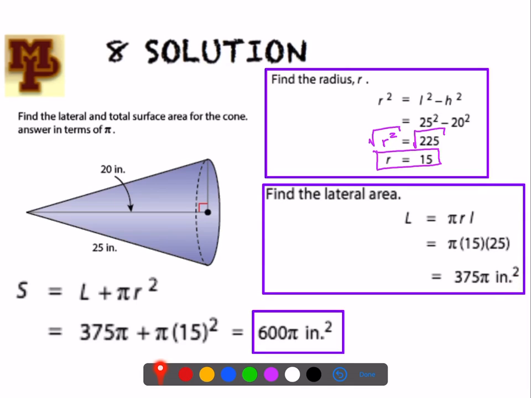To find our surface area, we take our lateral area and we just add the area of our base. Well, our base is a circle this time. So we're going to add pi r squared. Now we already remember that r is 15, so we can go ahead and plug that 15 in for r. That'll give us 375 pi plus pi times 15 squared, which will end us with 600 pi inches squared. Now again, you don't need to add the pi or the inches squared to your answer. Those will already be there for you. I just need the number.